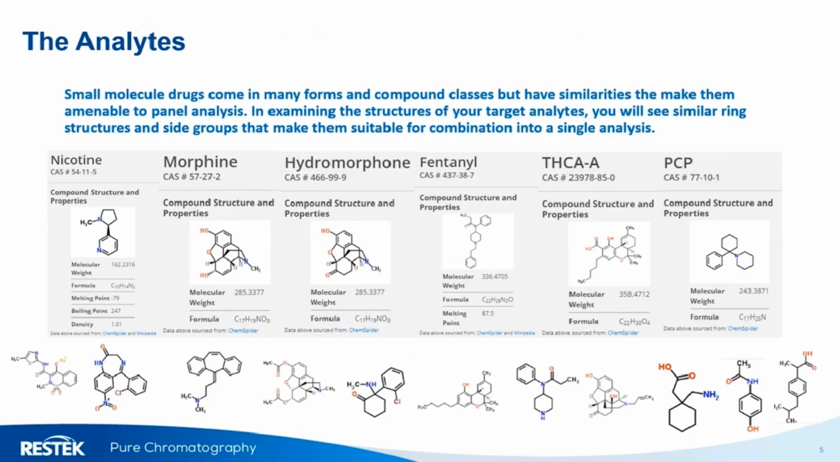Starting with the analytes, we see that small molecule drugs come in many forms and compound classes, but they have similarities that make them amenable to panel analysis. When we look at the structures of the target analytes, we can see similar ring structures and side groups that make them suitable for combination into a single analysis. Here I've chosen a group of compounds that represent a wide range of different small molecule drug structures and types that we can include in this panel analysis for a good example.